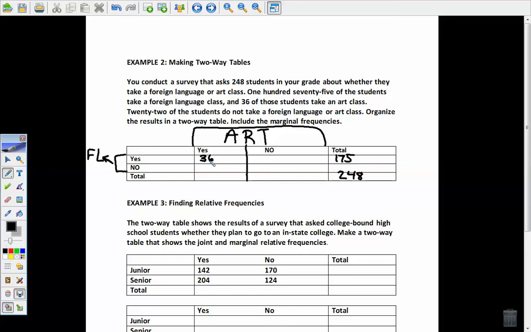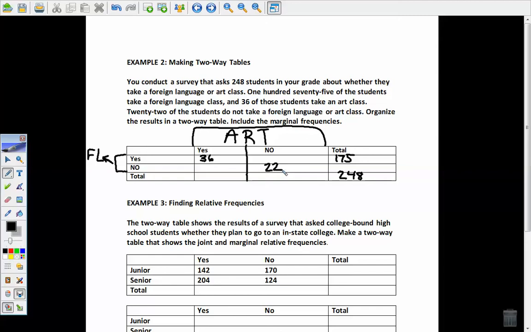22 of the students, they do not take foreign language, they do not take art. 22 of them, not taking foreign language, not taking art. So is there any way that I can place that value 22 there? In the no column. So art no, moving down, intersects with foreign language no, moving horizontally. So do you guys agree right here's my 22? Okay, well, once I'm done with that, that's all the information. That's all the numbers they gave you in the story, right?